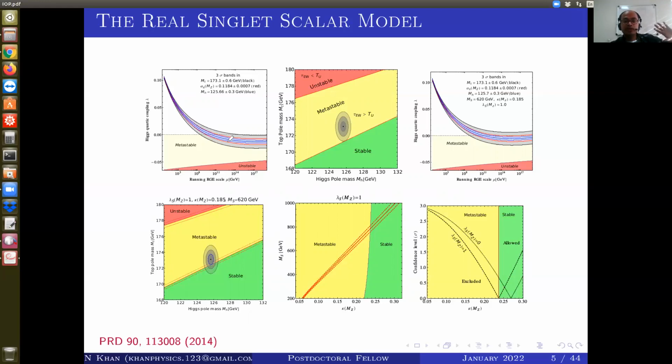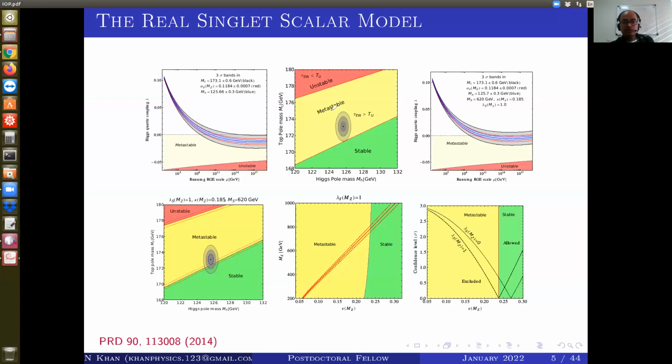If beta lambda goes from positive to negative, then yes, it is ruled out. But if beta lambda goes from negative to positive, then there must be some minima at this scale or at some very high scale, depending on the parameter space. And that there is a minima doesn't mean it is ruled out. We have to calculate the tunneling probability. If you calculate the tunneling probability, then you can see whether it is stable, metastable, or unstable.